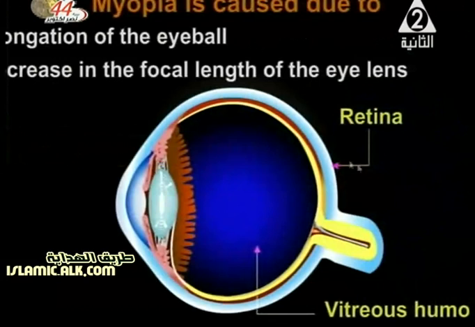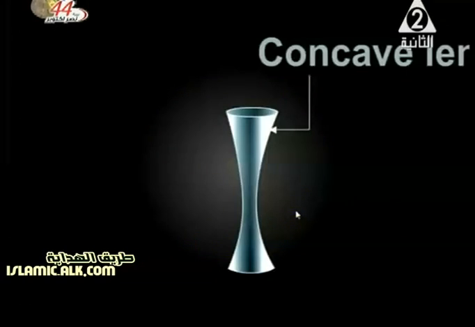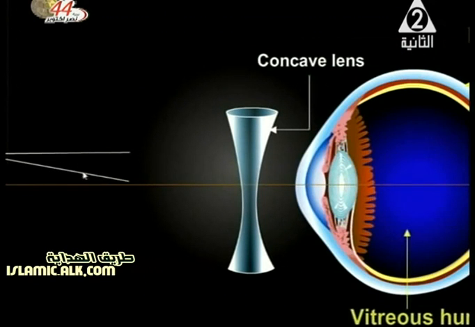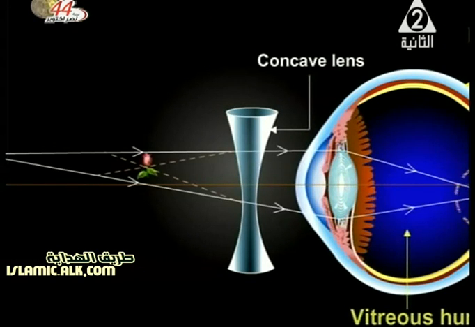This is due to elongation of the eyeball and a decrease in the focal length of the eye lens, so the image is formed before the retina. This is treated by using medical glasses with a concave lens. By using the concave lens, the image is formed on the retina.